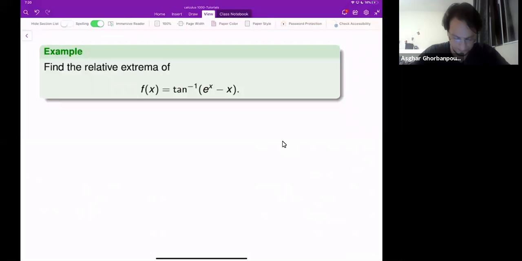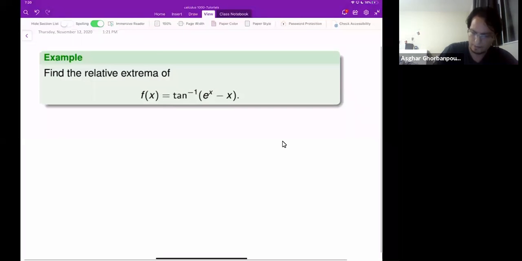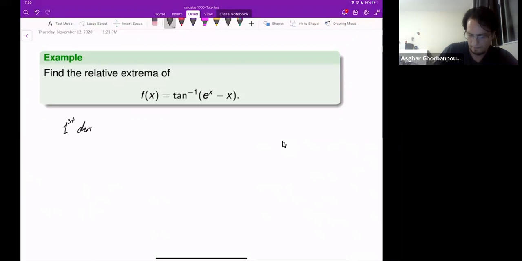Okay, so here we are trying to find relative extrema, relative max or relative min values of the function. And remember that for this, we have two different tests. First derivative test says that to find relative extrema, you need first to find f prime.